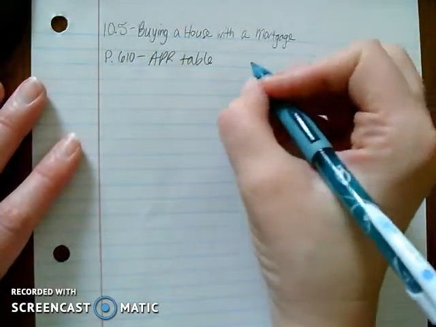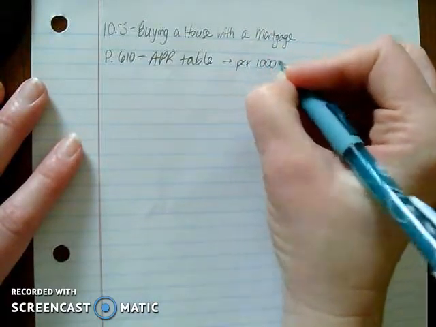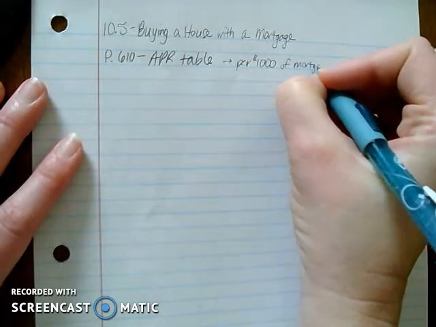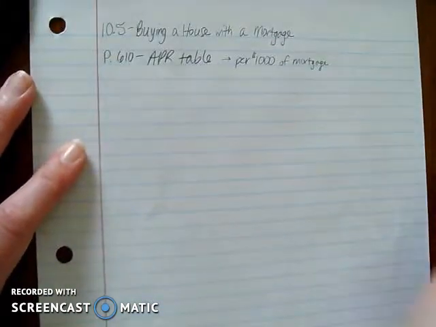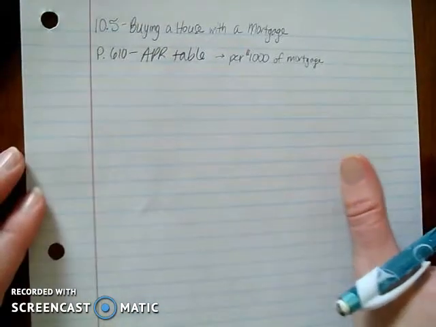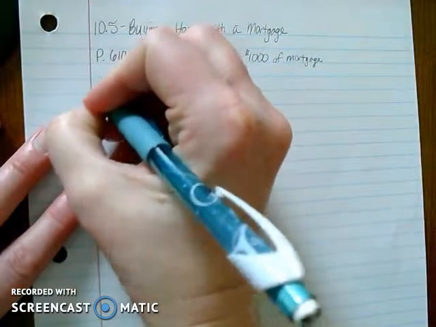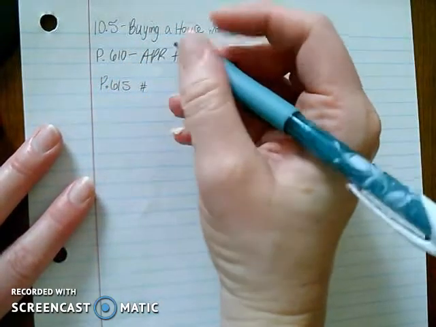What you need to notice about this one is when you read it, it says per $1,000 of the mortgage. Okay, so the other APR one in chapter 10 was per $100. The mortgage one is per $1,000 just because it's usually a lot more expensive. So keep that in mind. So we're going to start on page 615, number 12.